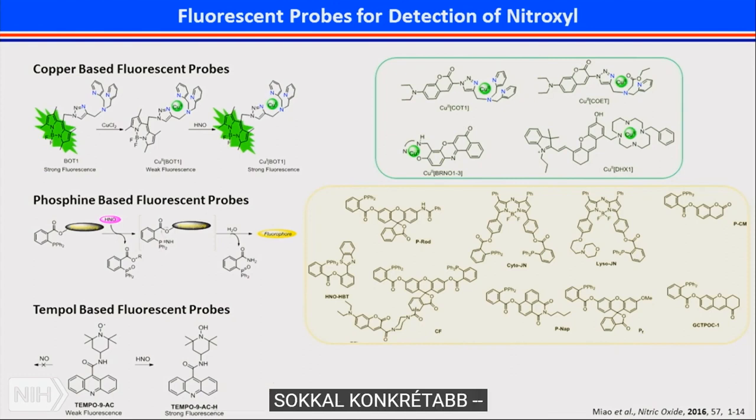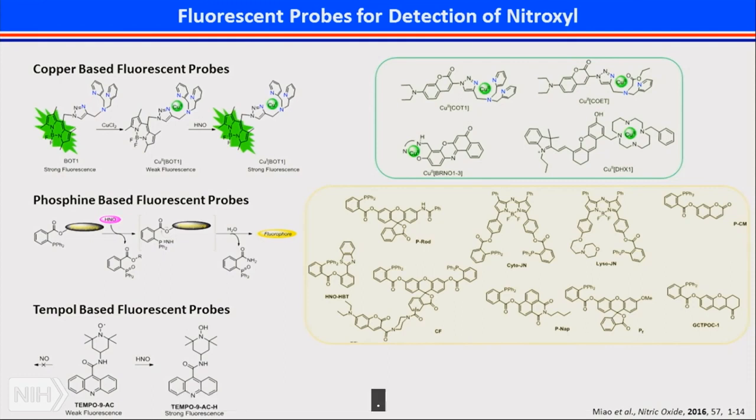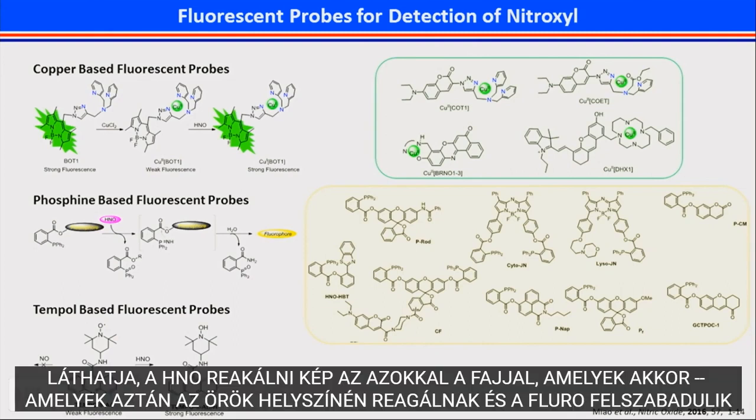The other class of compounds used for detection of HNO is these phosphine-based fluorescent probes, which were developed in Dr. Bruce King's group at Wake Forest University. And as you can see, HNO can react with this species, which then reacts at this oxygen site, and the fluorophore is released, which leads to the fluorescence of this molecule.